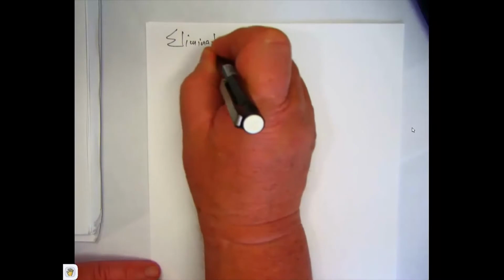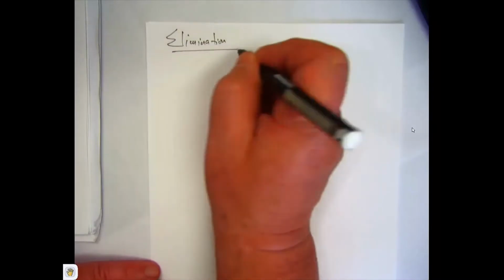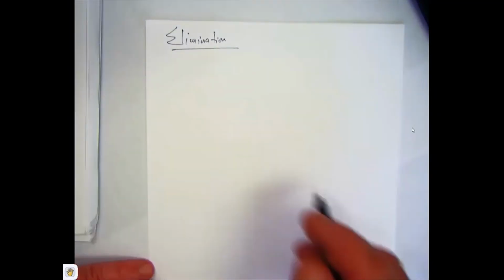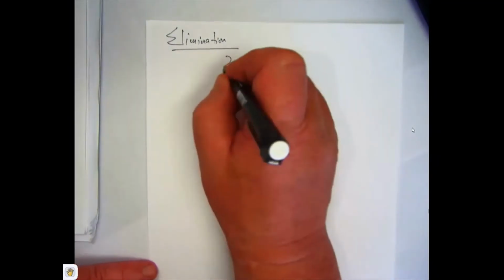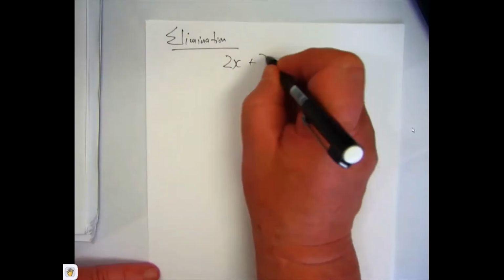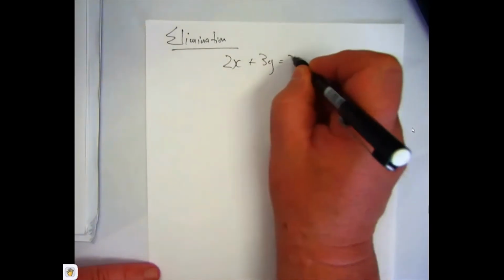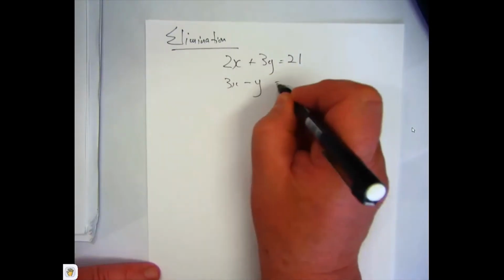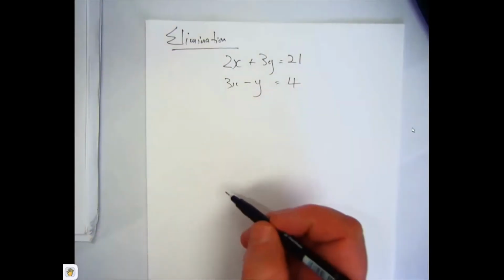This is elimination. Here we try to get rid of a letter, not by substituting in, but by literally adding it out or subtracting it out. So let's have a look at this one, the one in your book: 2x plus 3y equals 21, and 3x minus y equals 4.